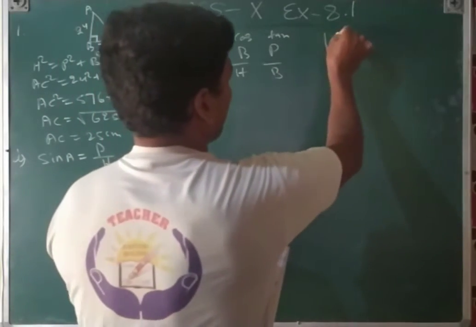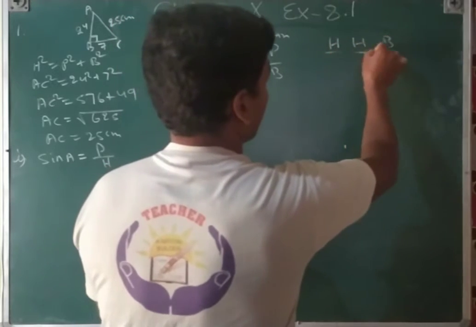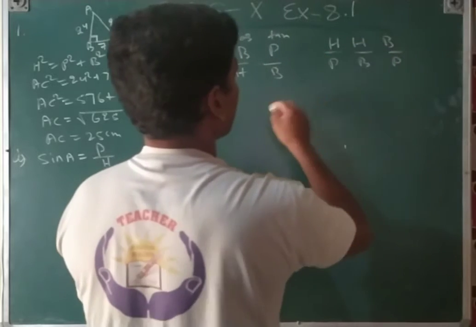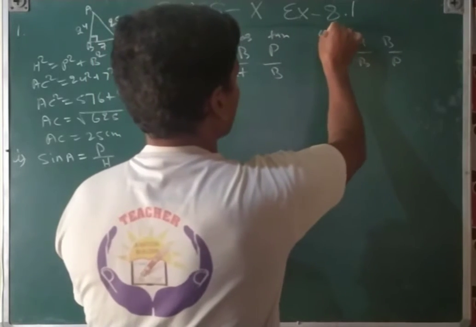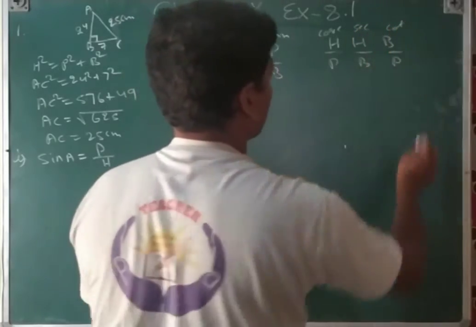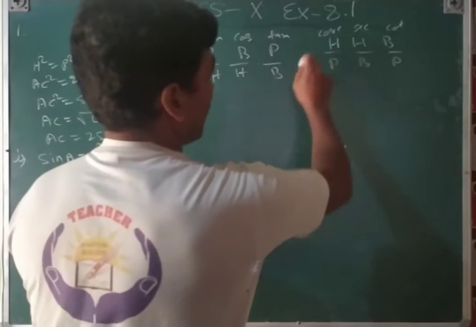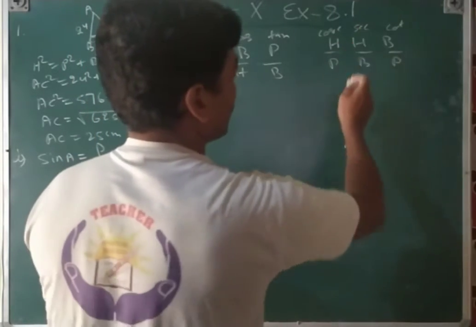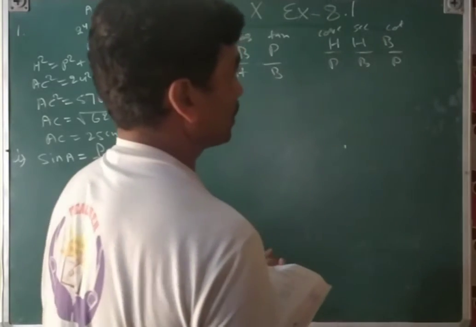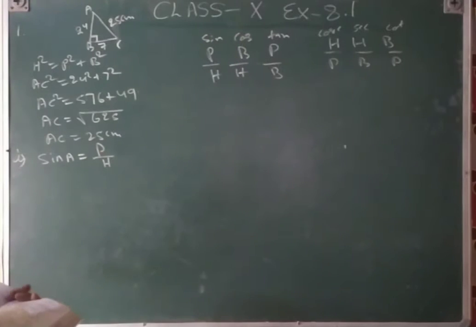Similarly, the reverse: cosec, sec, cot. When you apply cosec, you see H upon P. For sec, you apply H upon B. For cot, you use B upon P. This thing you should always remember.